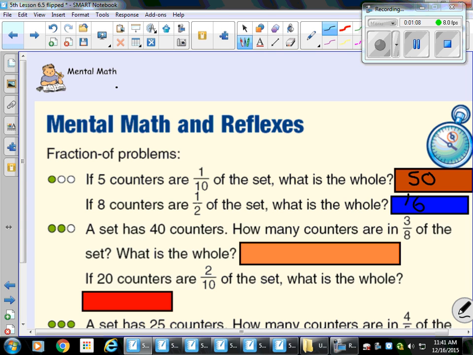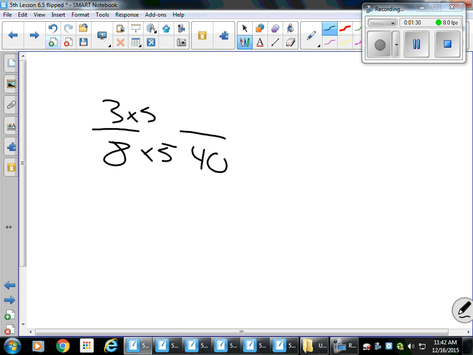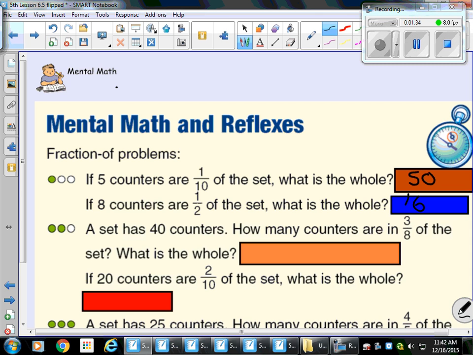A set has 40 counters. How many counters are in 3/8 of the set? What is the whole? Okay, so if a set has 40 counters, how many counters are 3/8 of the set? So 40 is my numerator. I want to find 3/8. 40 is my denominator, right? That's what the set is. 8 times 5, 3 times 5 would be 15. So 3/8 would equal 15.